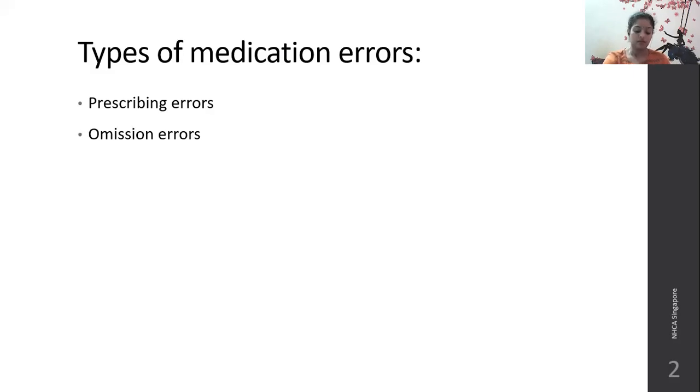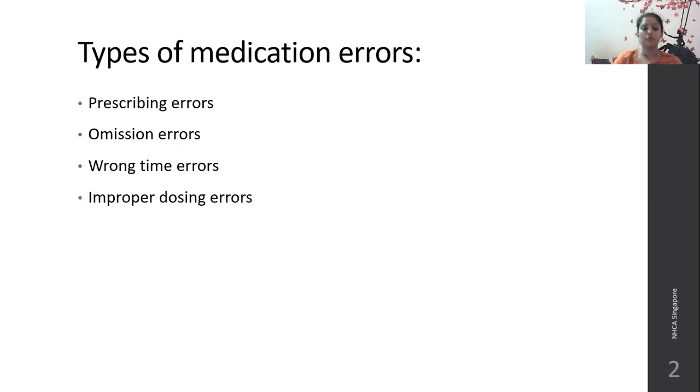And omission errors: you forget to give a drug when you are supposed to give that drug. For example, some antacid was supposed to be given before food, you forgot that, and after food you continued other medication. So that is omission error. Wrong time error: the medication is given outside the predetermined time. It was supposed to be given in the morning at 8 o'clock, you gave it around 11 or 12 o'clock, something like that. So that's a wrong time error.